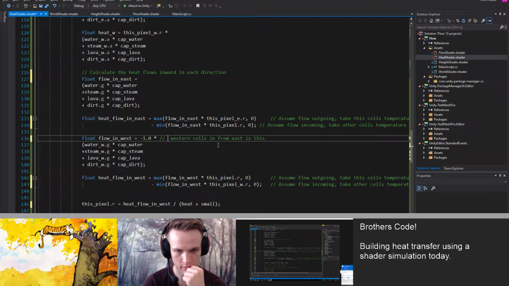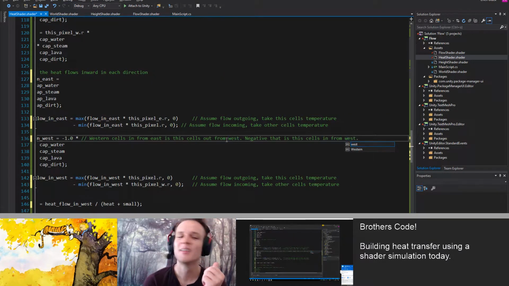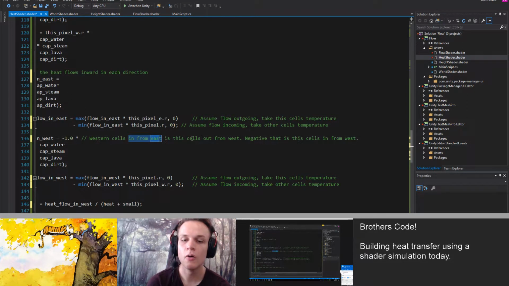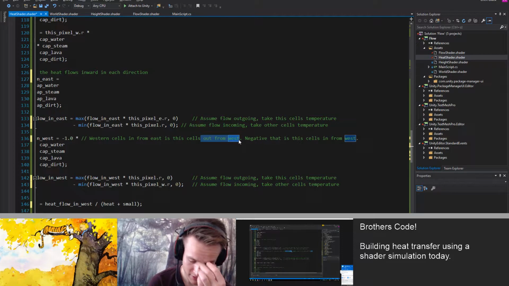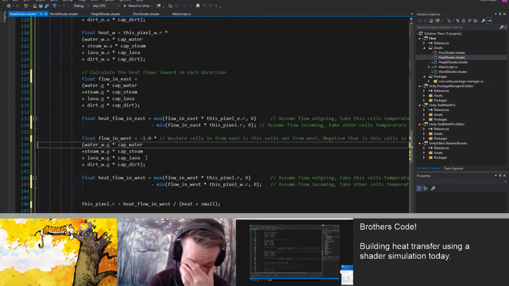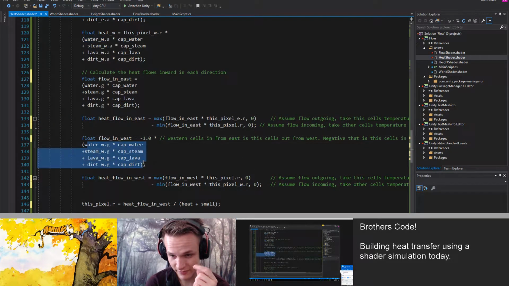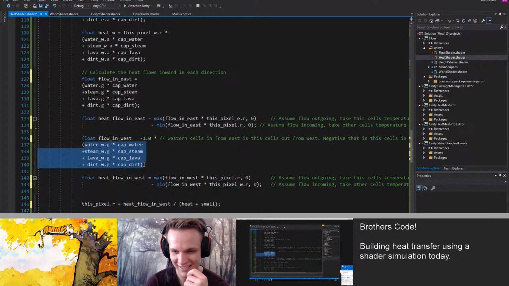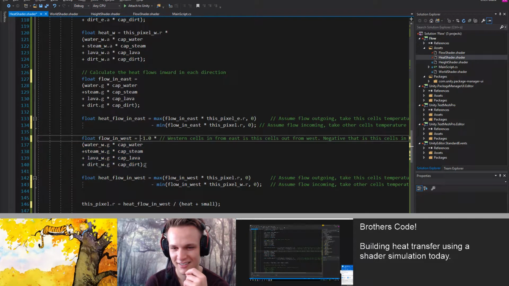So the western cells take in from the east. Is this cells in from east, out from west? Negative that. Oh, yeah. You did it in two steps. Okay, got it. So the western cells in from the east is that, and it's out from west, or in from west, so we take negative that.